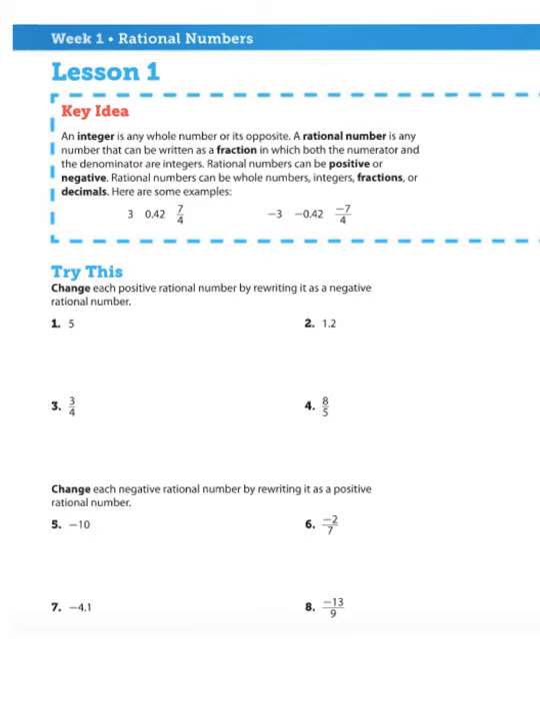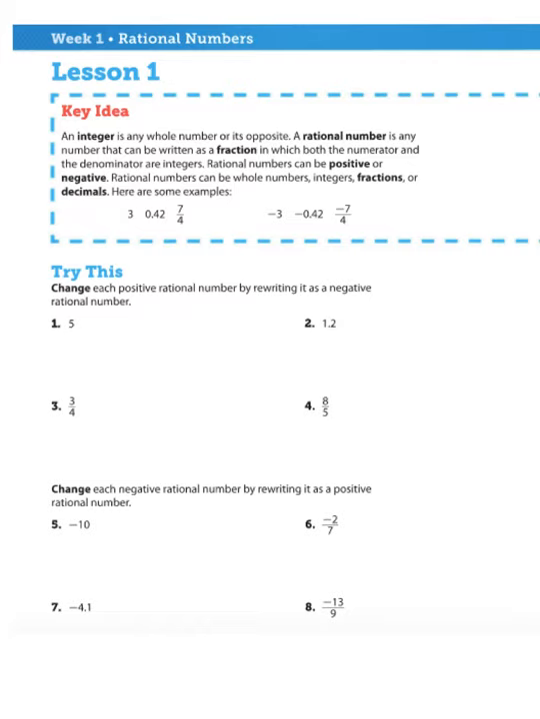All right, we are starting Level I, Unit 1, Week 1, Lesson 1. So here we're going to be talking about a couple of different things. We're going to be talking about the word integer, rational number, fraction, and positive and negative, okay? We are also going to see some decimals.